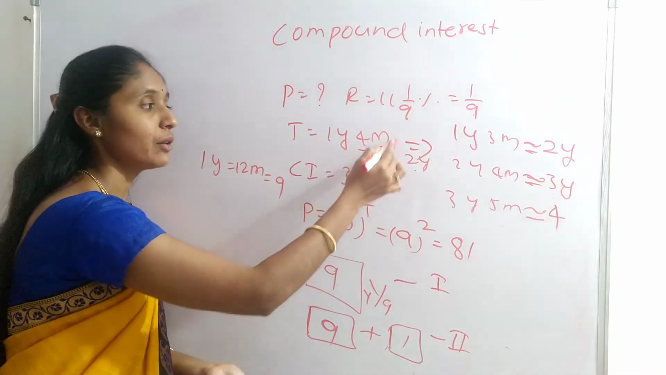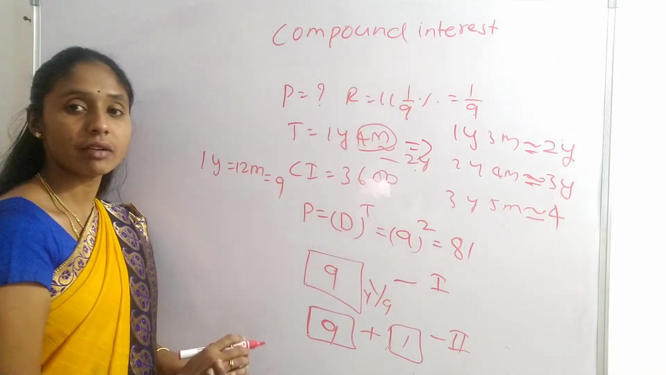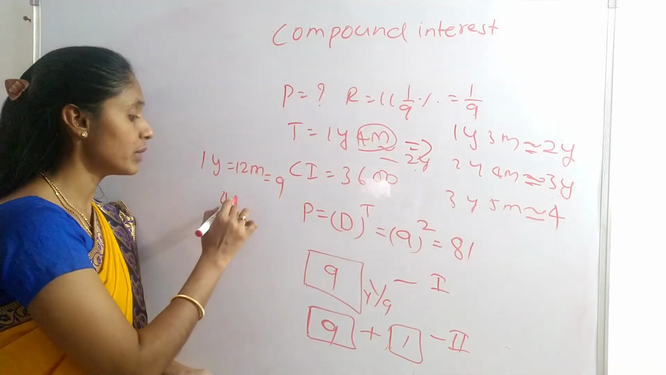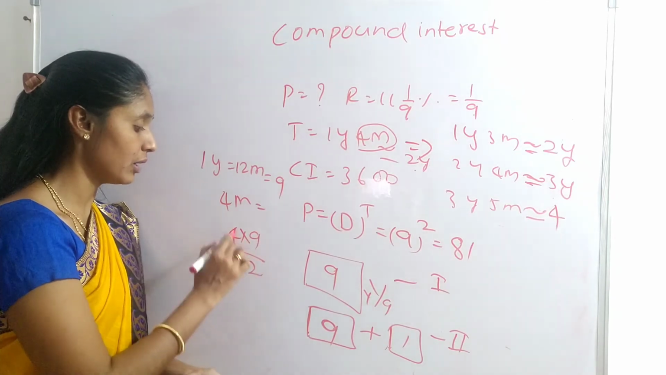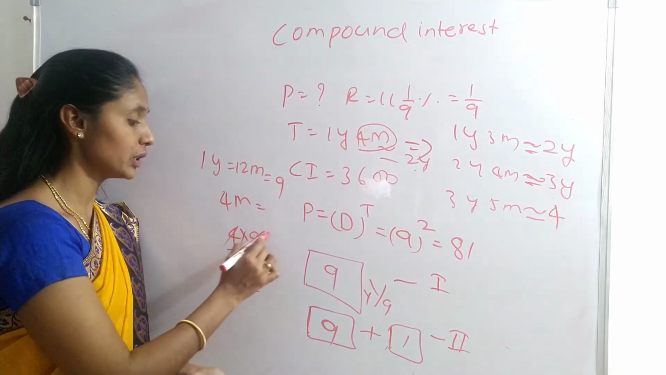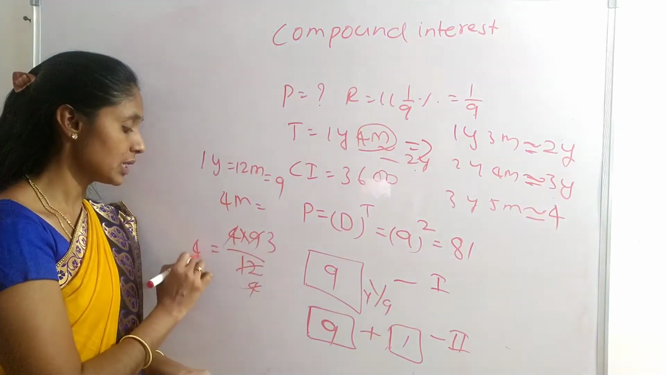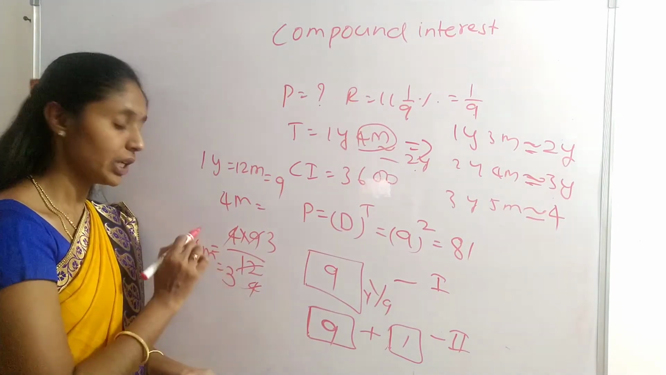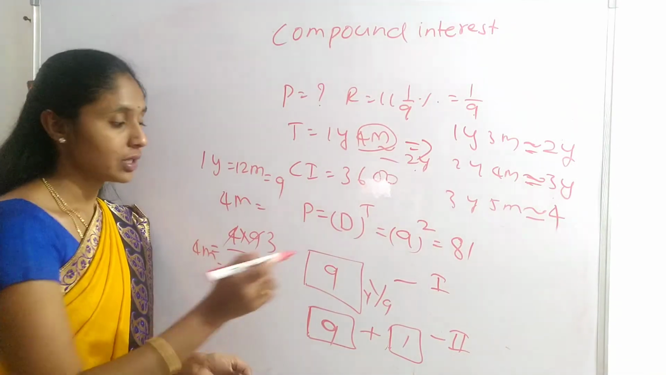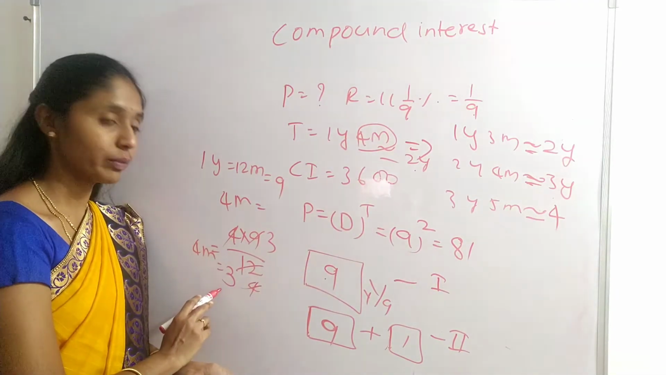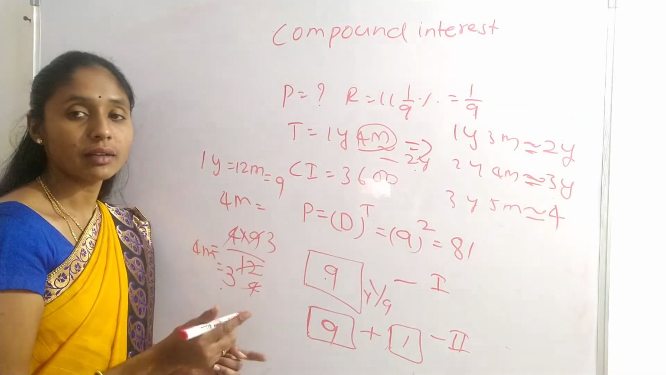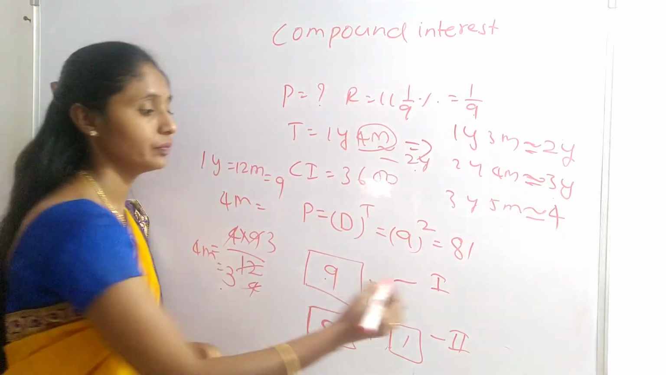Per 1 year we can write it as 12 months equals 9 compound interest. We have extra 4 months. 12 months equals 9, then 4 months equals 4 into 9 divided by 12. 4 fours are 12, 4 threes are 12. So for 4 months compound interest is 3 units. Then for 1 year 9 and for 4 months 3. So total 9 plus 3, 12.